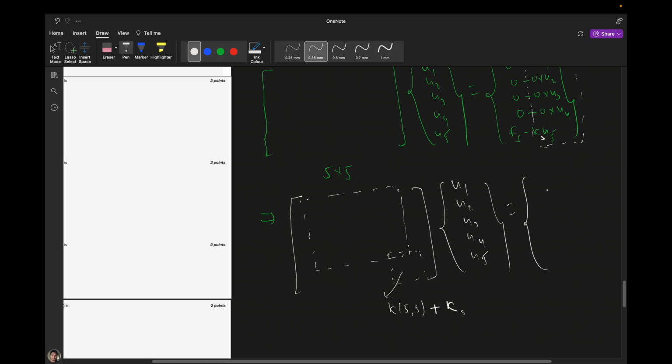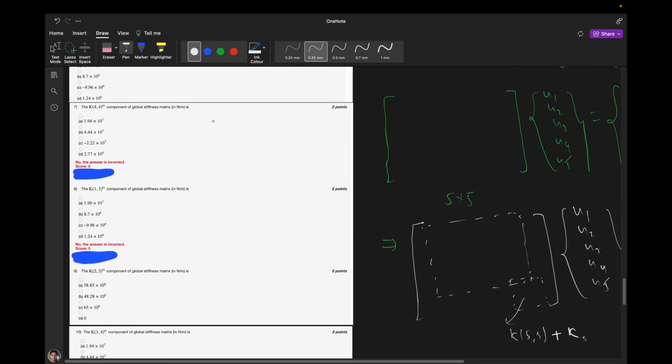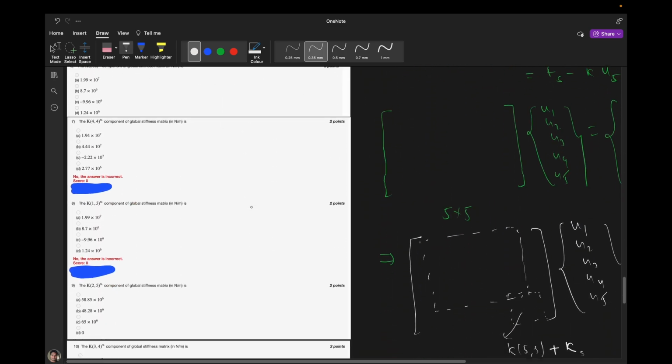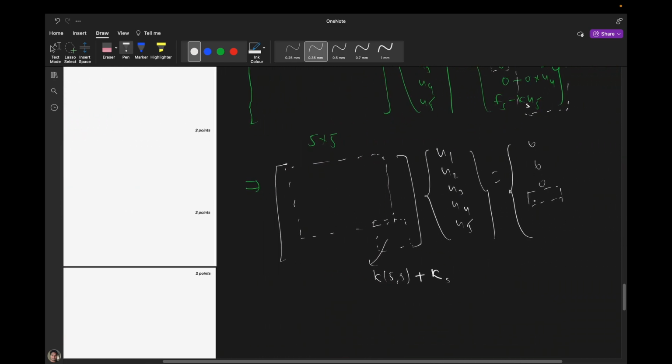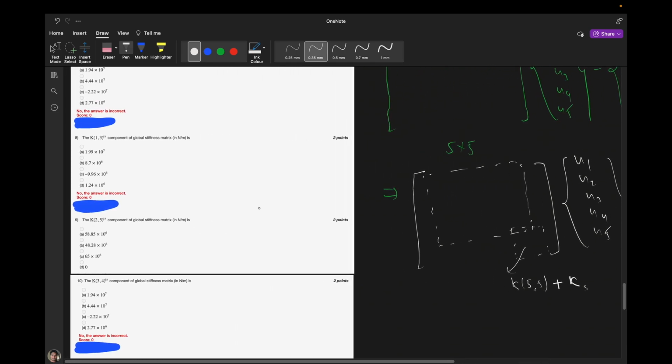Okay, and this will be 0 0 0 0, and whatever the entry, if you apply the boundary condition here. In this case there is a force boundary condition, P equal to 10 kilonewton. So here I have to write 10 kilonewton and 0 0. Okay, so this is how we have to tackle this problem.